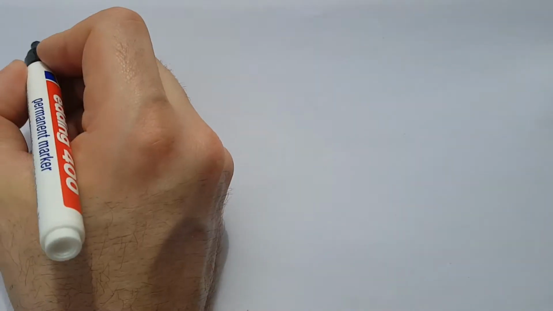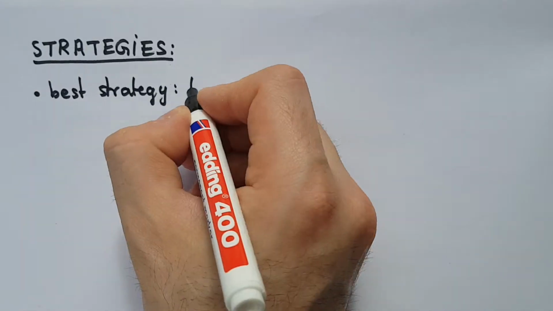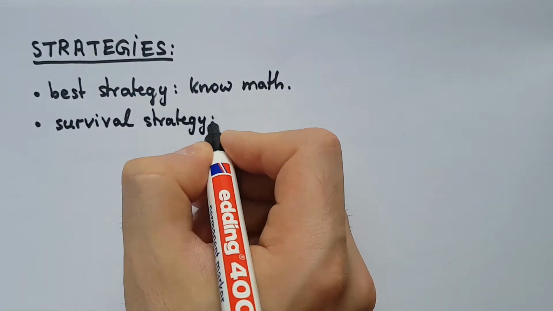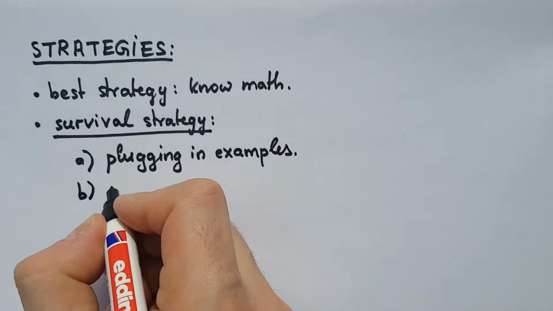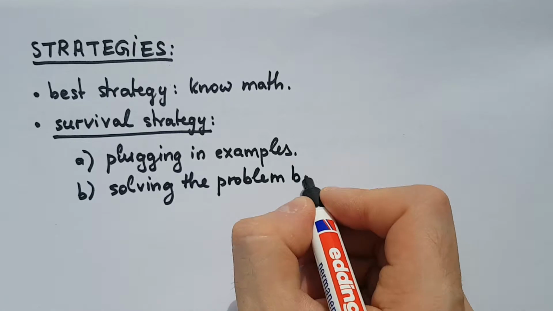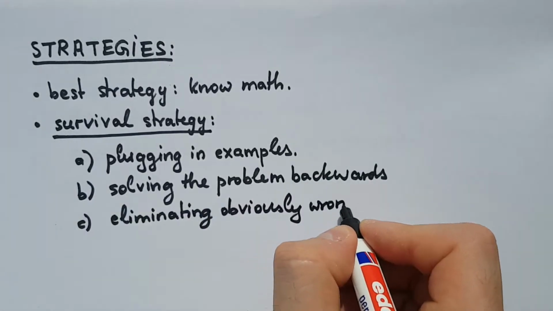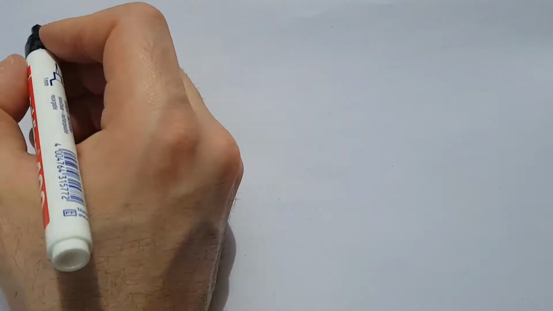Let us now talk about strategies. The best strategy is to know mathematics. However, there are 3 survival strategies. The first strategy is to plug in examples. The second is to solve the problem backwards. And the third one is to eliminate obviously wrong answers. Let us discuss each of the 3 strategies now.